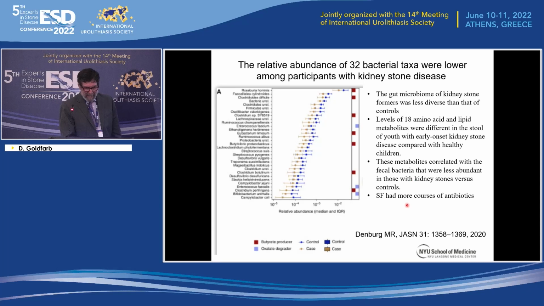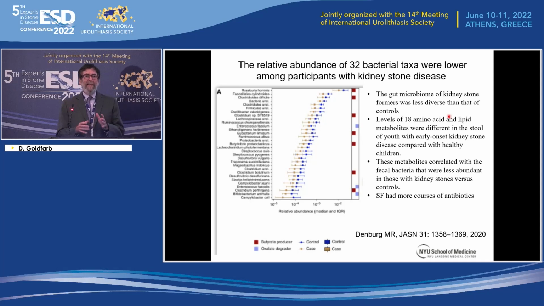And I'll show you, this is again my friends at Children's Hospital in Philadelphia, Michelle Denberg and Greg Tasian, looking at, in blue, the kidney stone patients, in yellow or orange, the control group. All of these taxa were less prevalent in the colon and the microbiome of stone formers in comparison to non-stone formers. So there's a difference in the microbiomes. The significance of this is not completely clear.